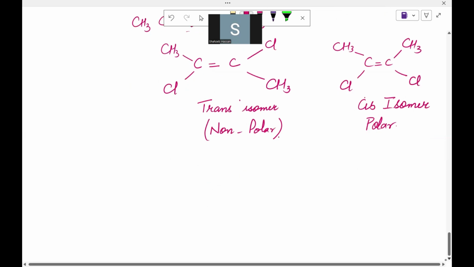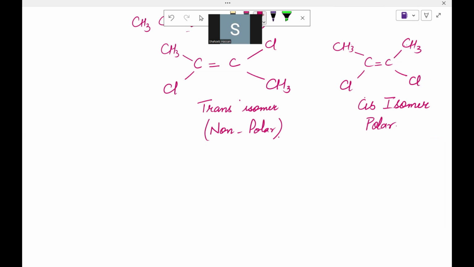Then move further. Only those cis isomers are polar which have the same groups. These groups are the same and these groups are the same. Only these kind of cis isomers would be polar.